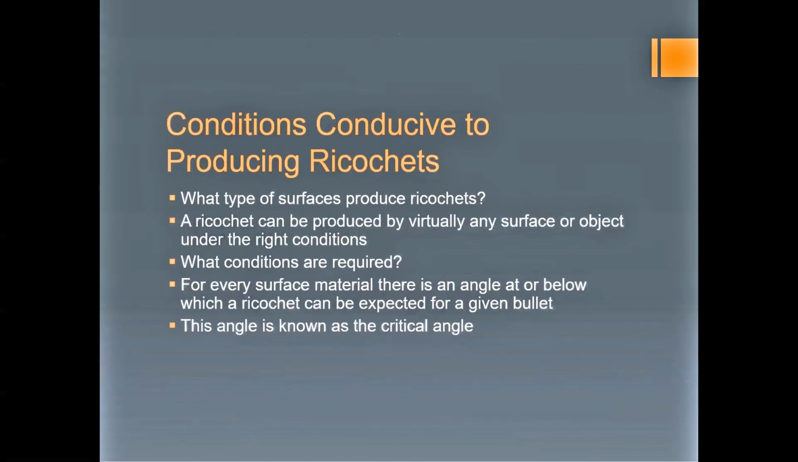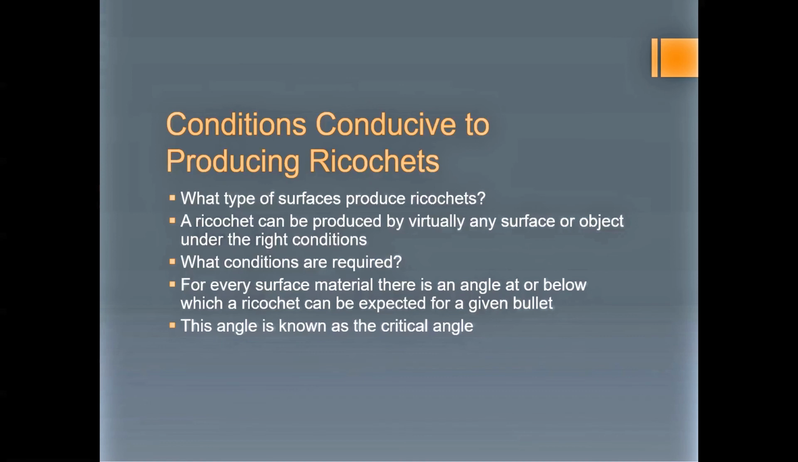So what types of conditions are we looking for? What types of substrates will help us cause a ricochet? It could be produced by virtually any surface or object under the right conditions, any surface, including the surface of water. And what conditions are required? For every surface material, there is an angle at or below which a ricochet can be expected for a given bullet. This angle is known as the critical angle, okay?